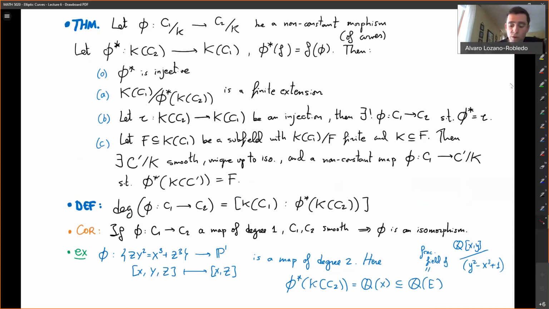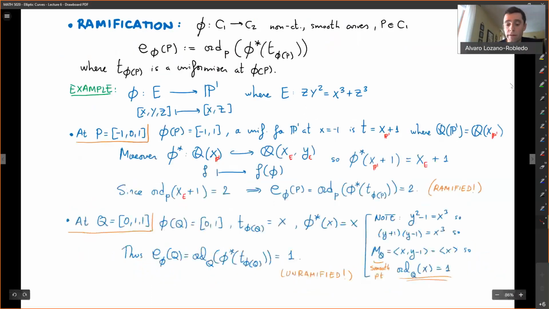Okay. We saw again an important example. If you take the map that takes an elliptic curve and preserves the x coordinate, this is for a particular elliptic curve, but this works for any elliptic curve. This is a map of degree 2, and we saw that because we can compute the degree of that extension. What else? And then we were talking about ramification.